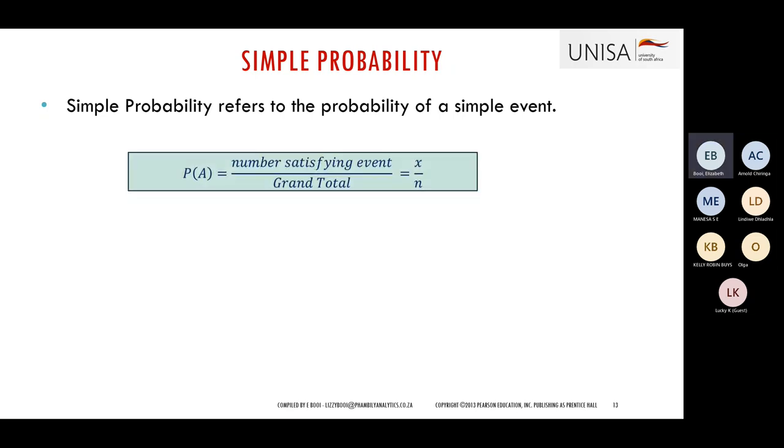And we calculate it by saying the probability of an event A, if A is my event in this instance, is given by the number satisfying the event divided by the grand total, or X divided by N.